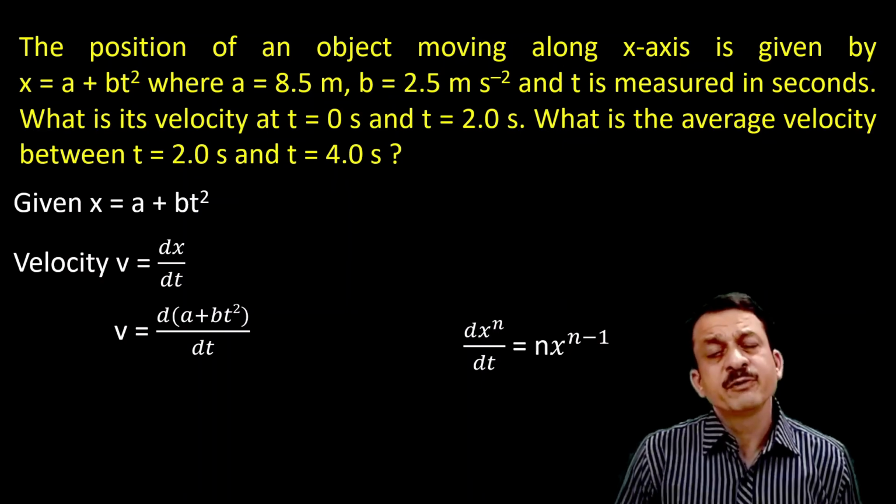ಬಟ್ ಪ್ರೀವಿಯಸ್ ಕೇಸಲ್ಲಿ ಏನಾಗಿತ್ತು, only term a is present, there is no variable there, therefore derivative of a constant 0 ಆಗಿದ್ದ ಹೇಳಿ.